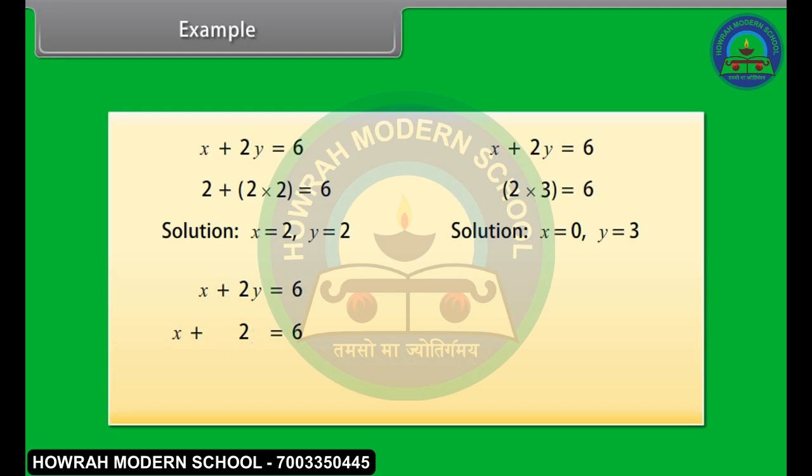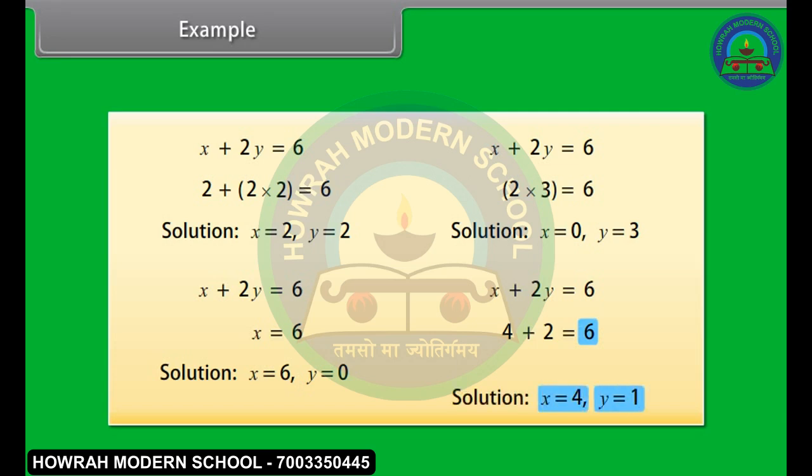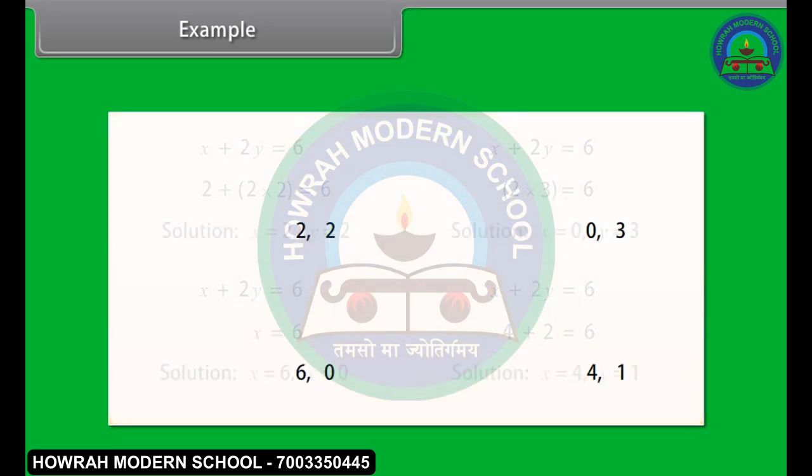Similarly, taking y as 0, the given equation reduces to x equal to 6. So, x equal to 6, y equal to 0 is also a solution of this equation. And for the fourth solution, let us take y as 1. The given equation now reduces to x plus 2 equal to 6, and by substituting x as 4, we get the answer 6. Therefore, (4, 1) is also a solution of the given equation. So, the four solutions we get for the given equation are (2, 2), (0, 3), (6, 0), and (4, 1).